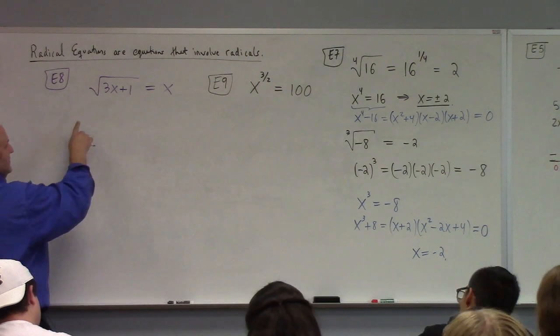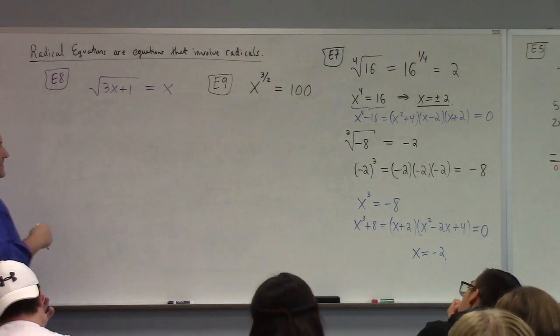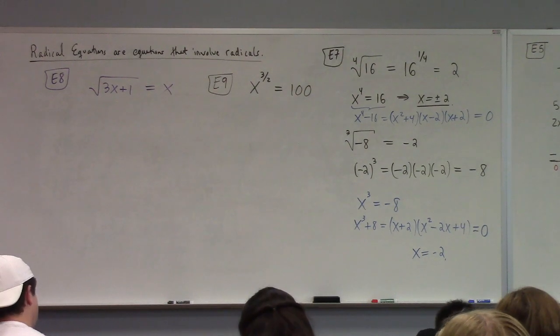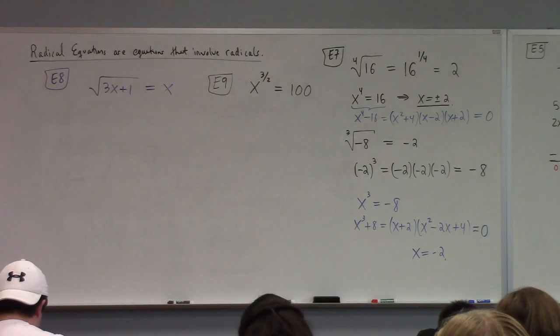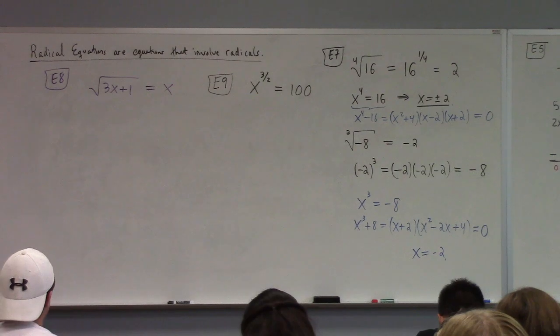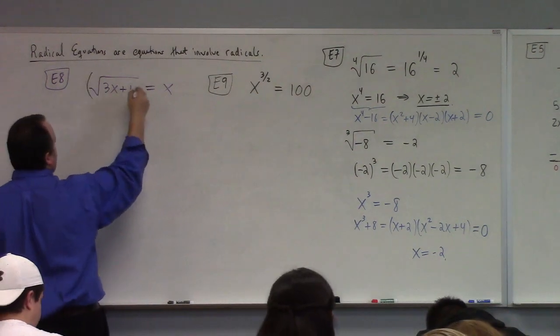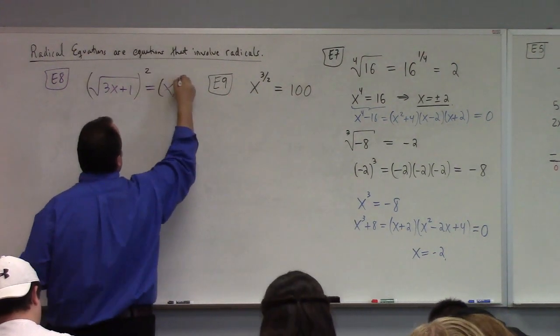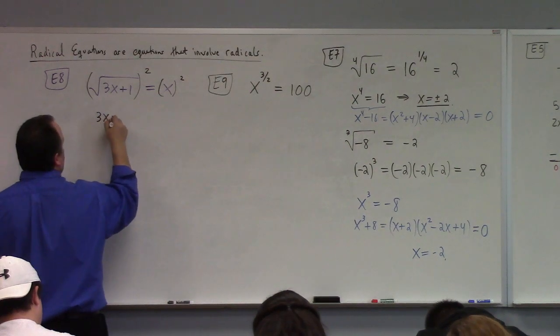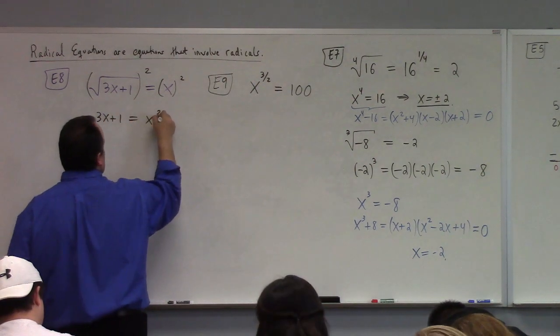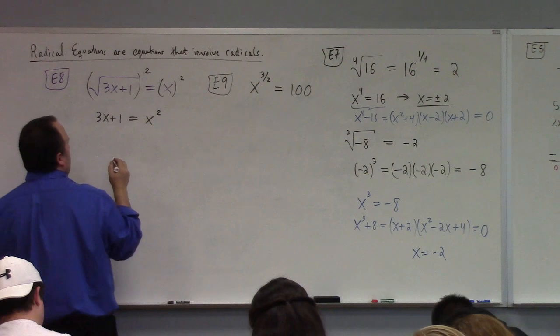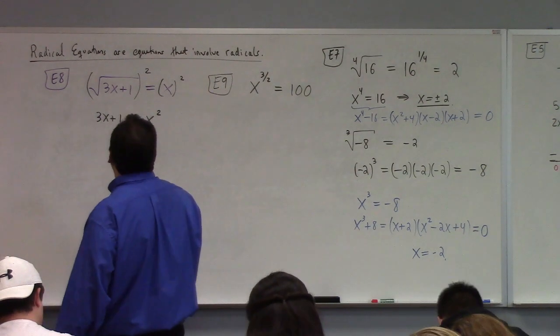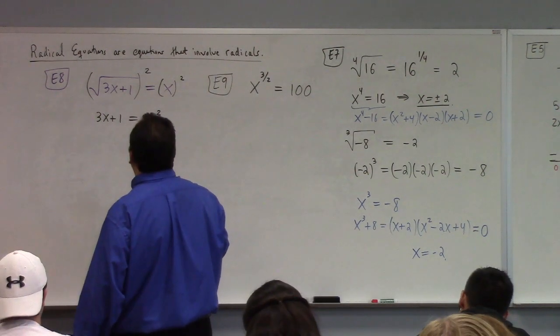So, Michael, the radical's already isolated in example 8, right? So how do we kill the square root? We square it. So we square both sides. And that gives us 3x plus 1 equals x squared, which is unfortunate.